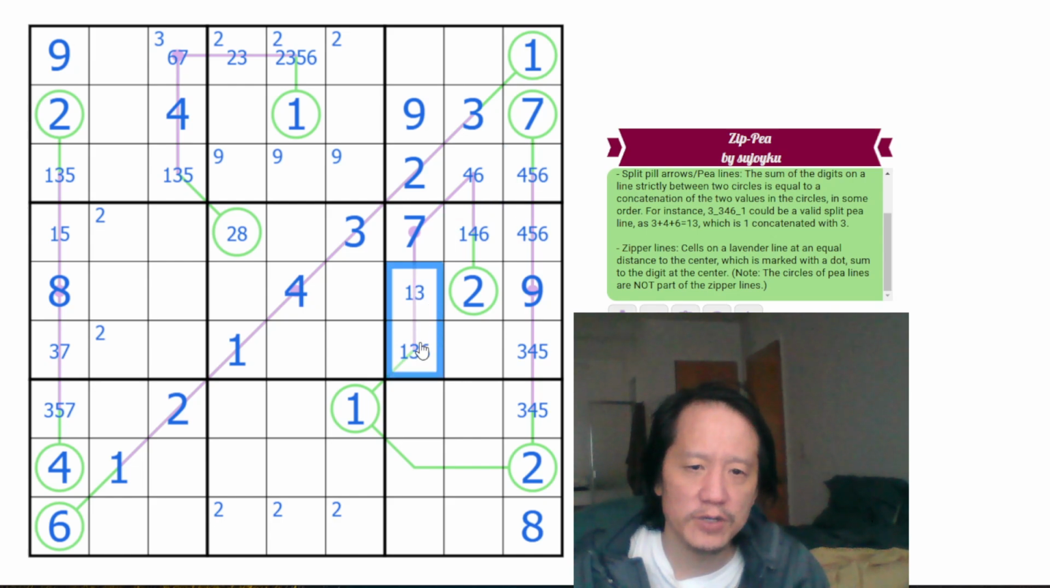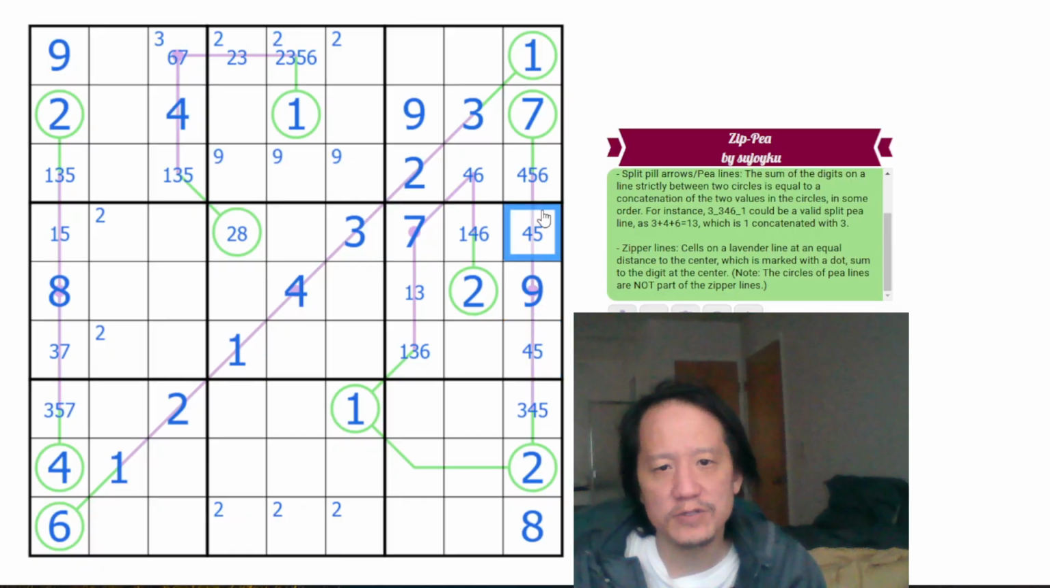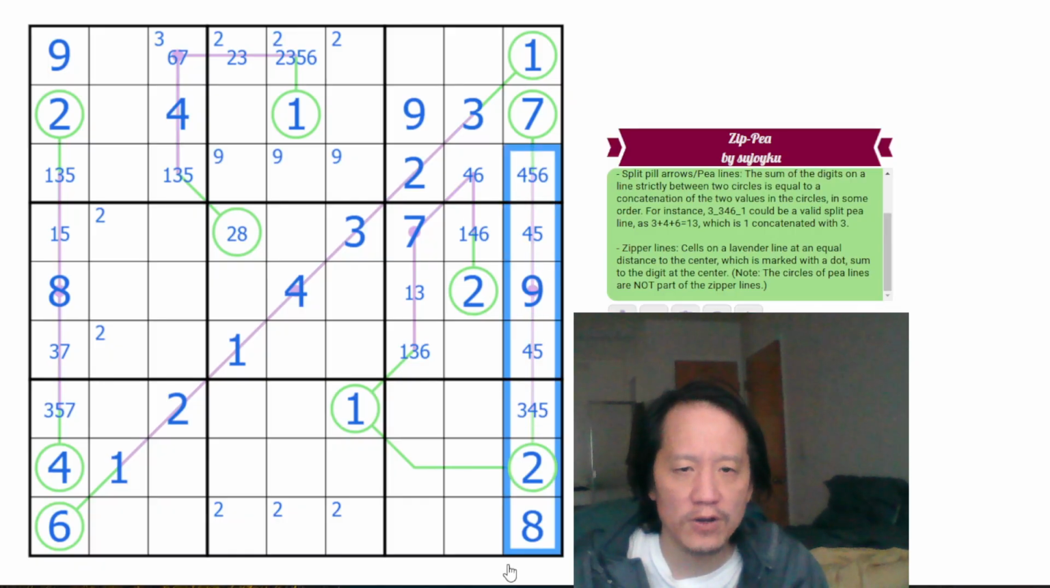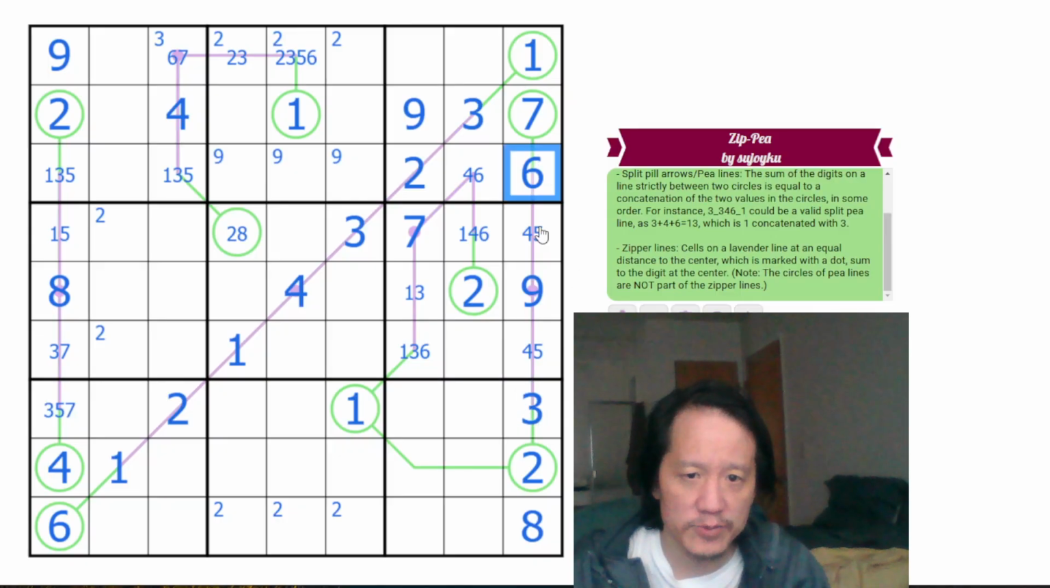So 1 has to be here. Or sorry, 3 has to be here, which means this cannot be 3. Since this can't be 3, this can't be 6. We have a 4, 5, 4, 5 pair in column 9. This must be the 6, and this must be the 3 to add up to 9.